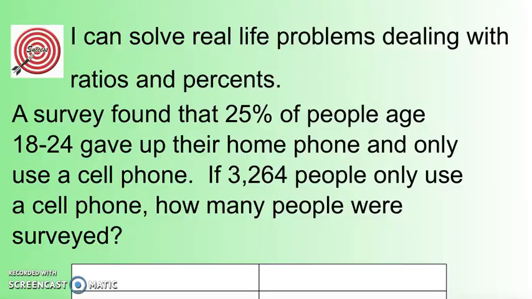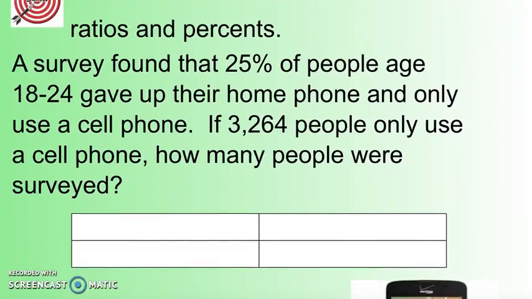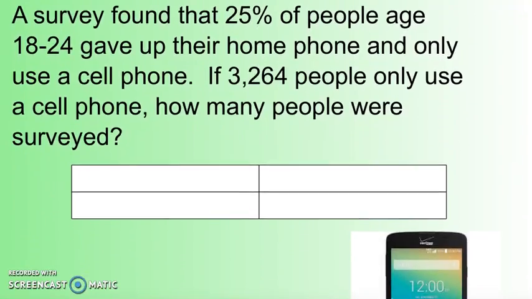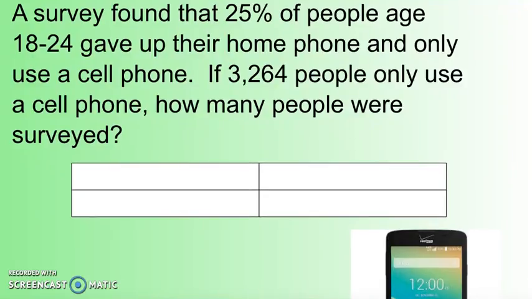It says a survey found that 25% of people aged 18 through 24 gave up their home phone and only use a cell phone. If 3,264 people only use a cell phone, how many people were surveyed? Well, first of all, this information, 25%, and it says the word of people, okay? And then it tells us that there are 3,264 people only using a cell phone.